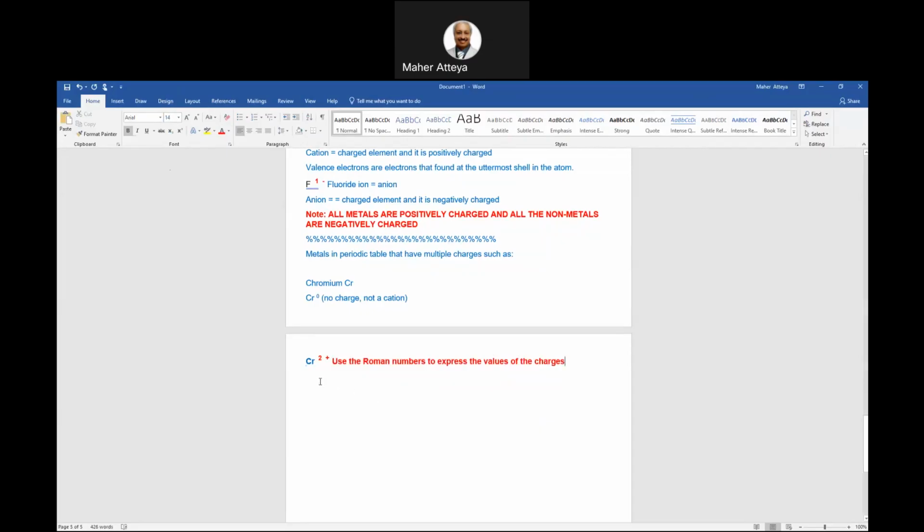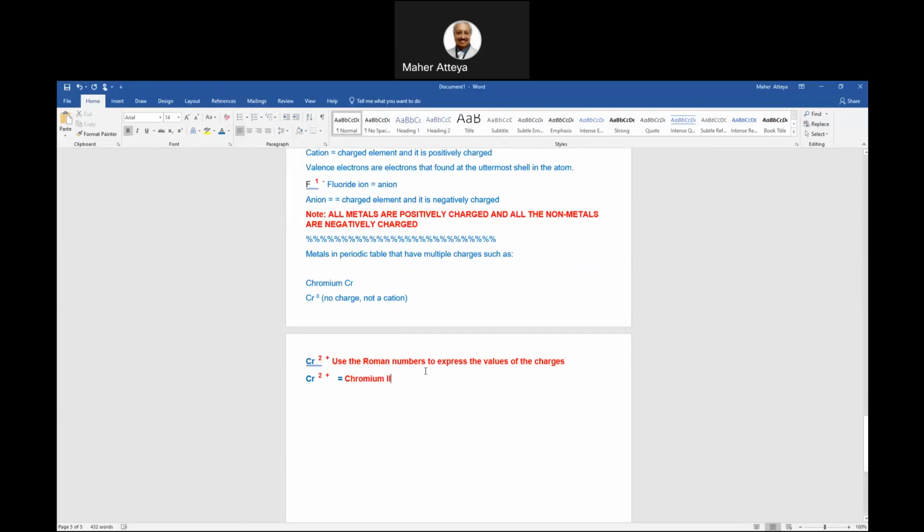So this one here will be called copy paste here, and this one will be called, guys, what's the name of this? Chromium 18. This one here called chromium, and guys, 2 will be the Roman 2, correct?